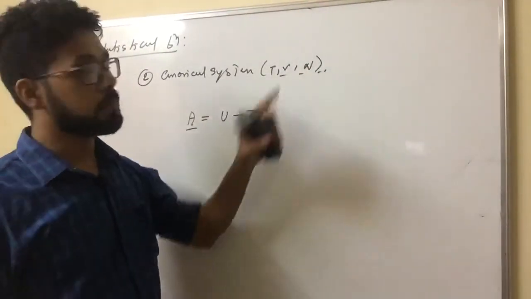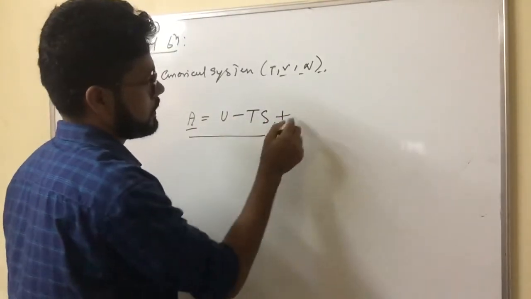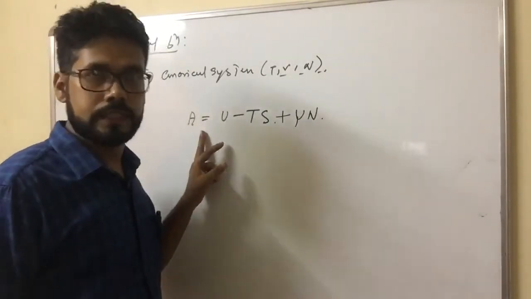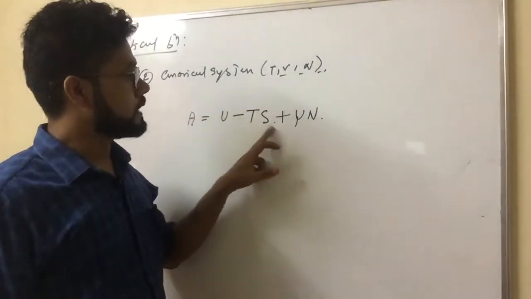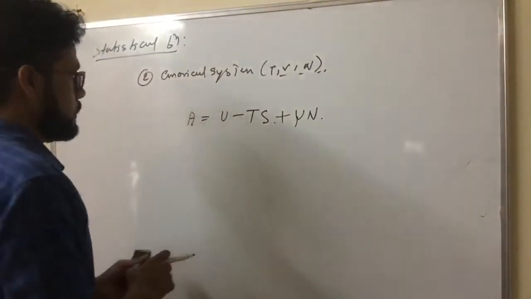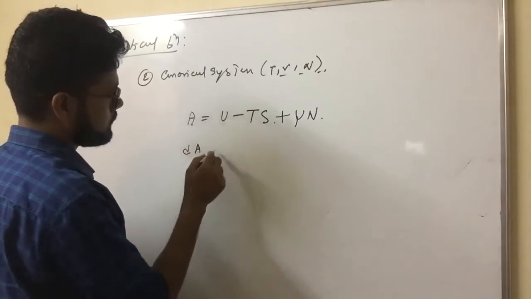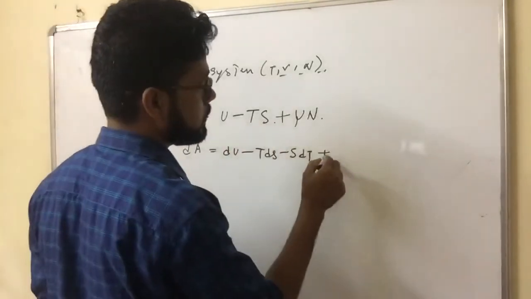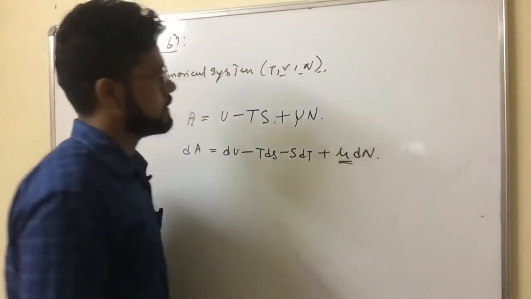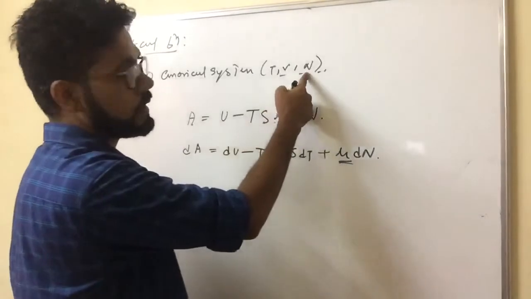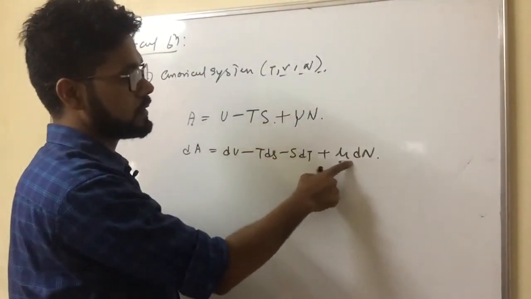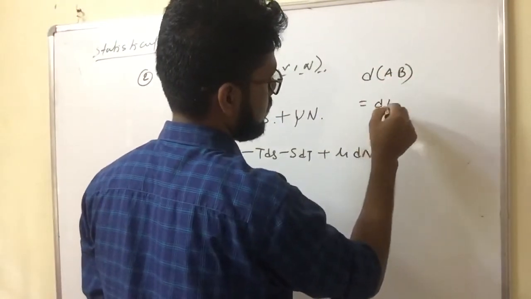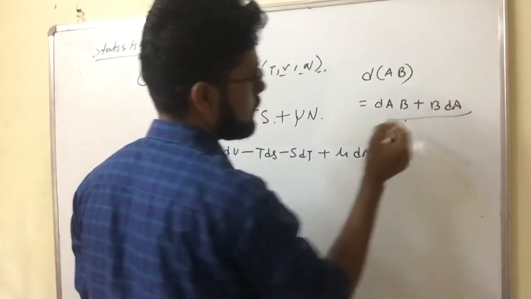But in the canonical system, we now have to add another term, the chemical potential times N. A represents free energy, and you can express it as F also in some books: A equals U minus TS plus mu N. In the exam, what type of question will come? dA equals what? dU minus T dS minus S dT, just the derivative. And mu is constant, so mu appears only one time. It is simple differentiation: d(AB) equals A dB plus B dA.